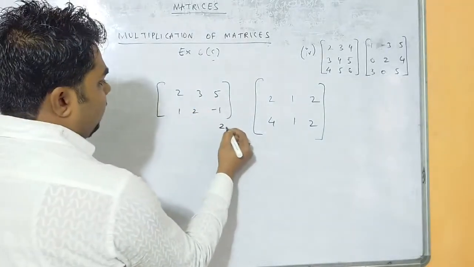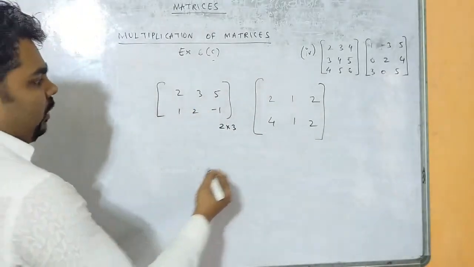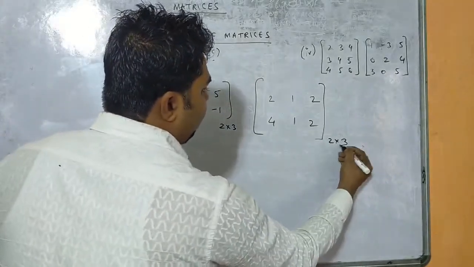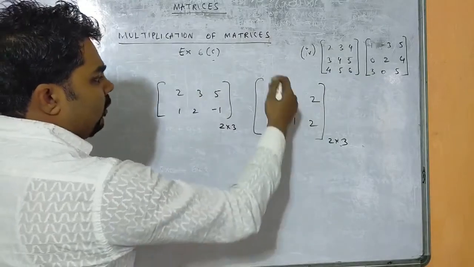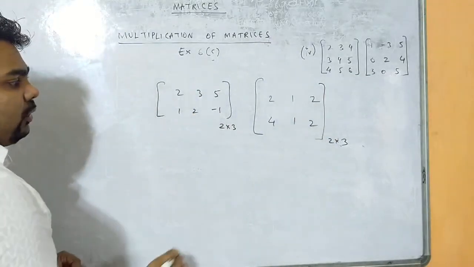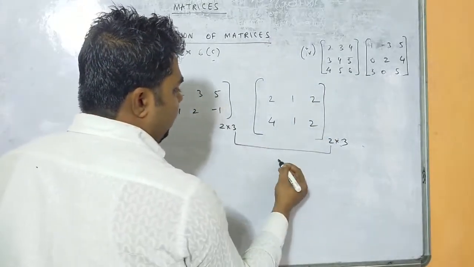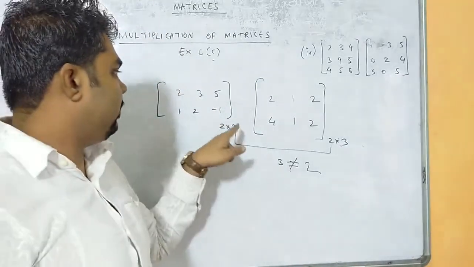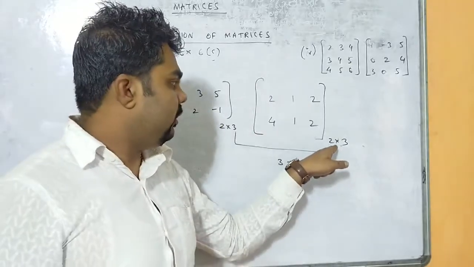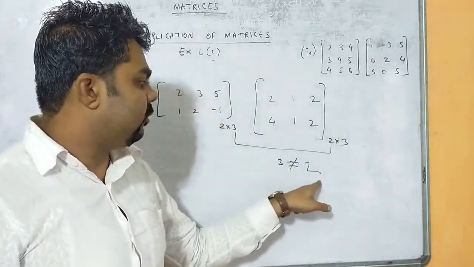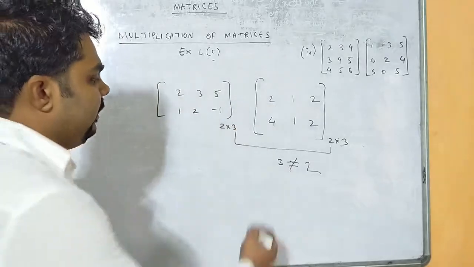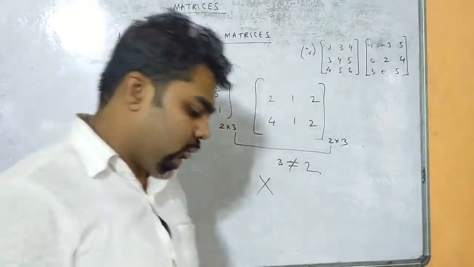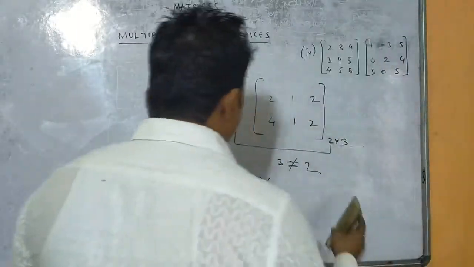What is the order of this? That is 2 cross 3. What is the order of this? This is also 2 cross 3, right? That means 2 rows and 3 columns. Here 2 rows and 3 columns. You see, this and this is not matching. That means column of first matrix is not matching with the row of second matrix. As this is not possible, so this multiplication is not possible. So multiplication of these two matrices is not possible, right? So this one we have to keep in our mind.